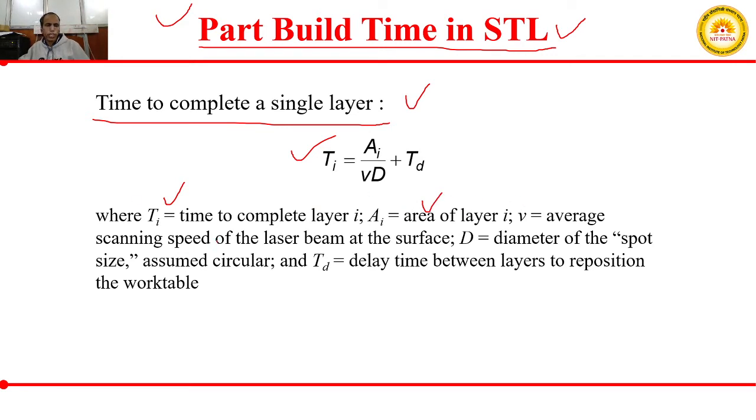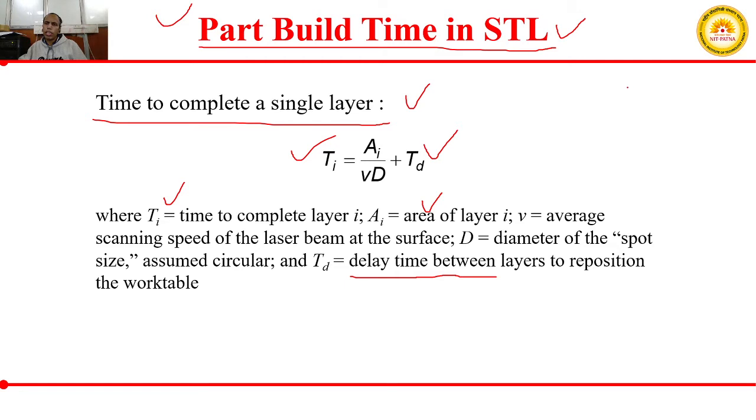V is the average scanning speed of your laser beam at the surface. T is the diameter of the spot size, assuming it as circular. TD is the delay time between layers to deposit on the worktable. So when we are switching from one layer to another layer, there is some time delay between these two layers, from layer 1 to layer 2. So this TD is denoted as your delay time.